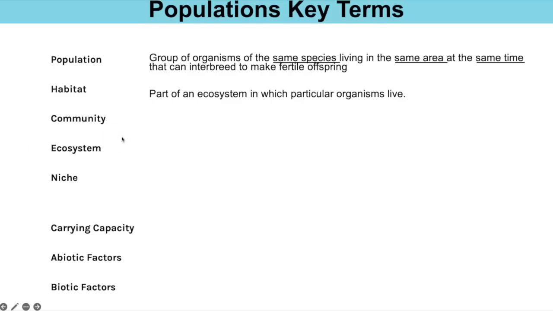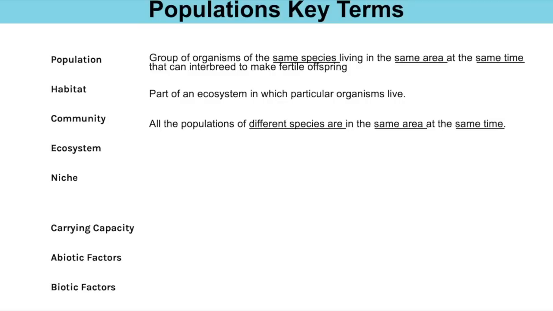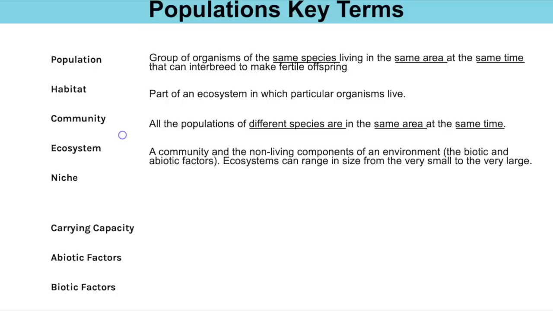Habitat would just be 1 mark, so it's the part of an ecosystem in which particular organisms live. Community, so this is all the populations of different species in the same area at the same time, and it is essential that you say the same area at the same time. The ecosystem, so that is the community and the non-living components of the environment, so essentially the biotic and the abiotic factors. And you need to have an awareness that ecosystems can range in size from being very small to very large, like global.